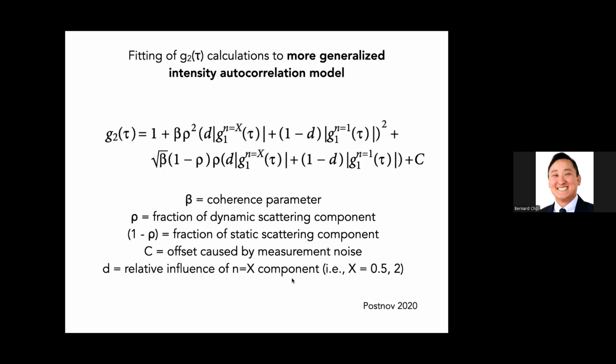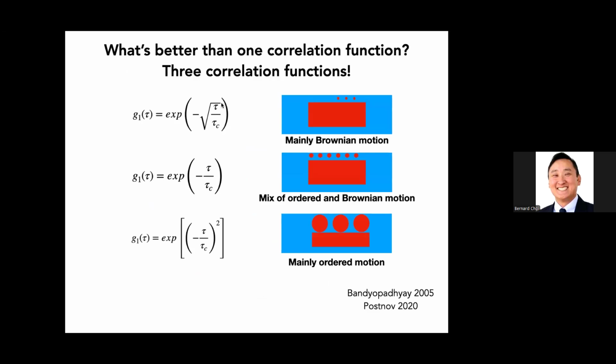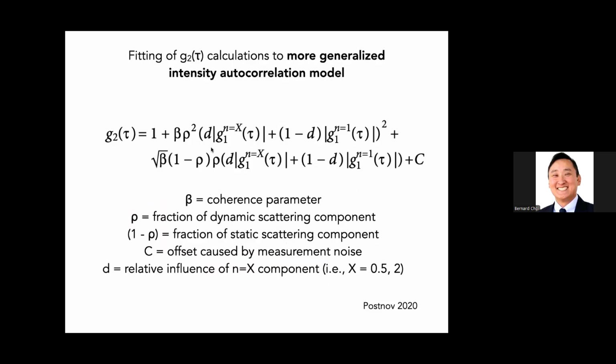I'll get to that in the next slide. So there's a 0.5, a 1, and a 2, and what those represent is the power here. This is to the 0.5, this is to the 1, and this is to the 2. D is the relative fraction of one component, and 1 minus D would be another one. So in this specific form, you're mapping to just two correlation functions. And the same thing, you have your fraction of dynamic scattering, rho, and 1 minus rho is the fraction of static scattering. You have a noise term, beta. So a lot of our old friends are still here. It's just now we're adding in more correlation functions.